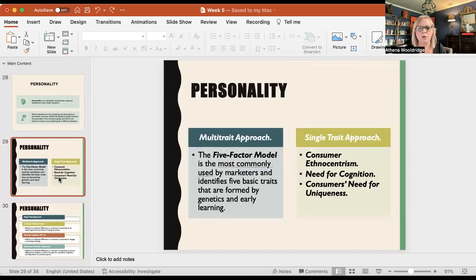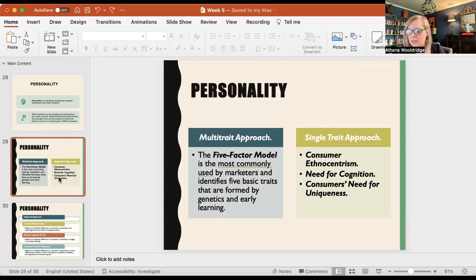So, okay, the multi-trait approach. This is a 5-factor model, and it has these different traits that are formed by genetics and early learning, right? What we learned in kindergarten, we learned all the way up, right? So that kind of idea for that. And then we have this single trait approach. This is consumer ethnocentrism.